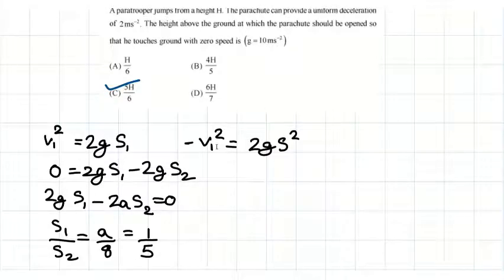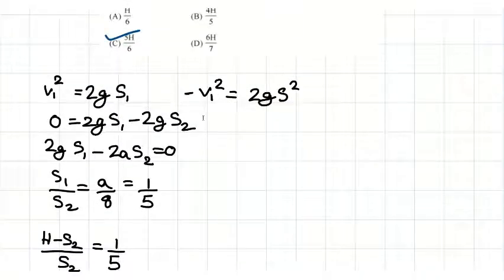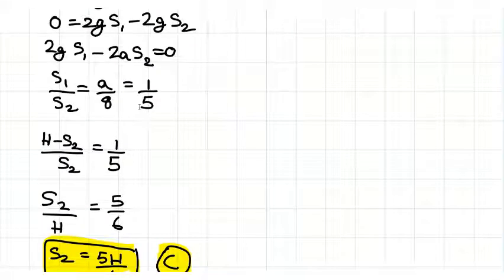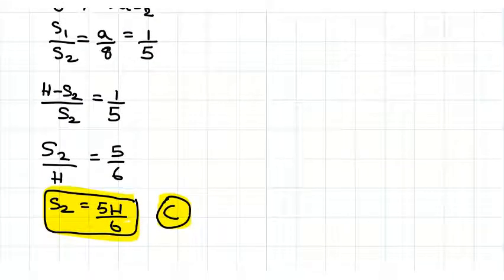When we use that, we get minus v1 square equal to 2gs square and 0 equal to 2gs1 minus 2as2. When we put in the values for the deceleration when the parachute is open and the acceleration when the parachute is closed, we equate 2gs1 equal to 2as2, and the 2 gets cancelled. G is 10 and a is 2, and when we cancel that also, we get 1 by 5.